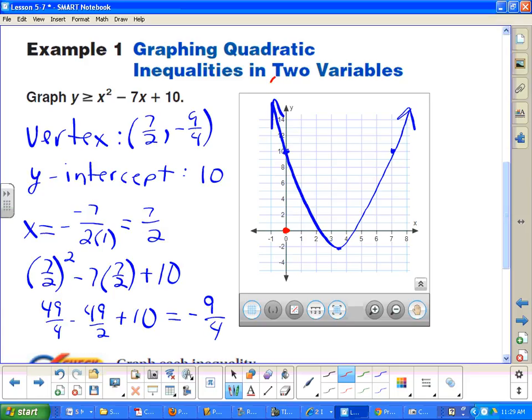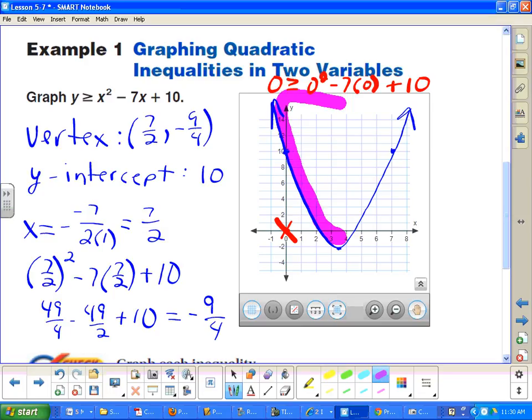So we will get 0 greater than or equal to 0 squared minus 7 times 0 plus 10. So is 0 greater than or equal to 10? No, it's not. So it's false out here. So then I'm going to shade inside here. Big purple blob. And that would be my answer.